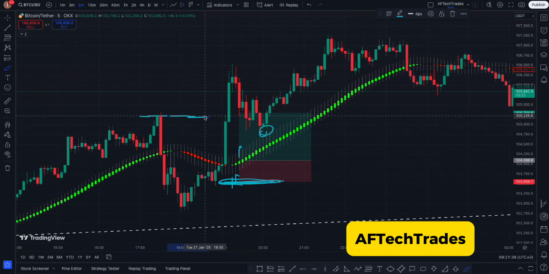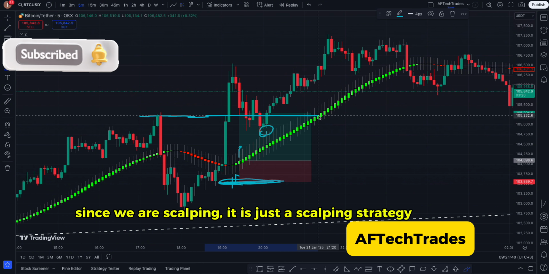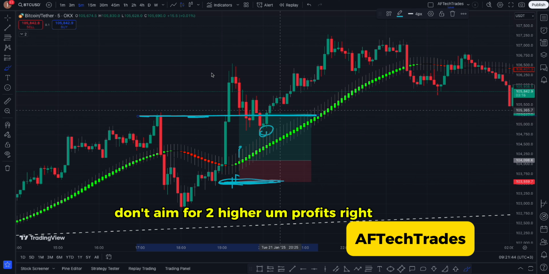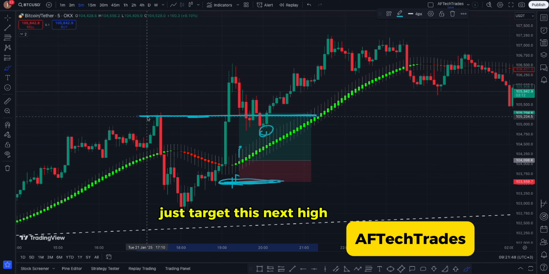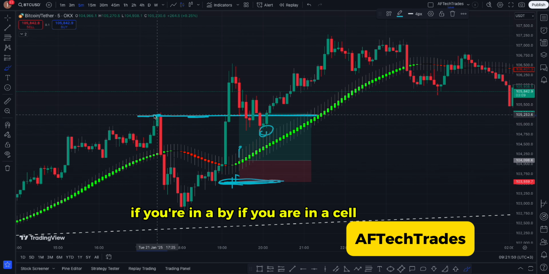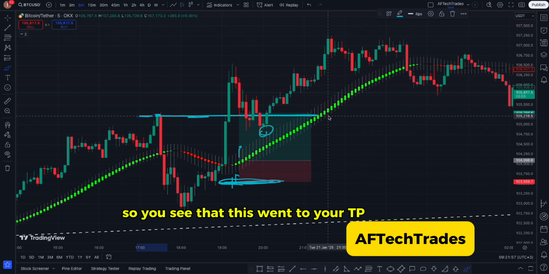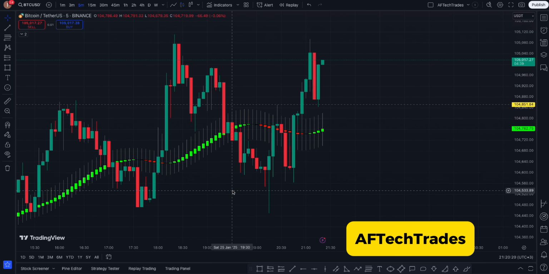Hope you get it. Since we are scalping, it's just a scalping strategy. Don't aim for too high profits, right? Just target this next high if you're in a buy. If you are in a sell, you target the next low at the other side, right? So you see that this went to your TP.